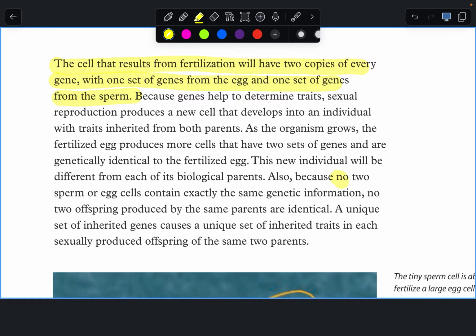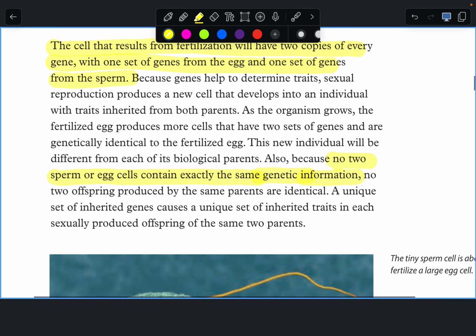Also, because no two sperm or egg cells contain exactly the same genetic information, no two offspring produced by the same parents are identical. A unique set of inherited genes causes a unique set of inherited traits in each sexually produced offspring of the same two parents.